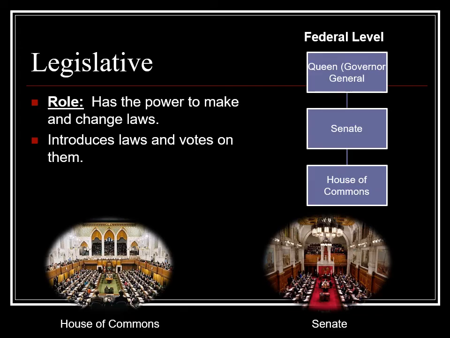The legislative branch of government has the power to make and change laws, to introduce laws, and to vote on them. At the federal level of government, the legislative branch is made up of the Queen, the Senate, and the House of Commons. New laws must be approved by the legislative branch of government. This is to prevent the executive branch of government from simply making its own laws.